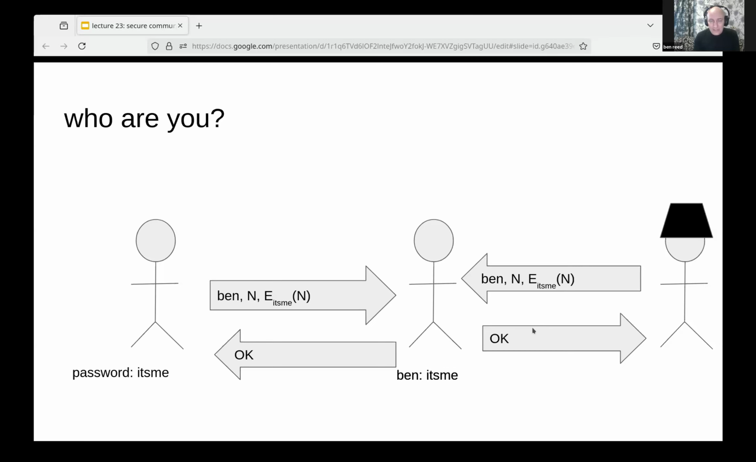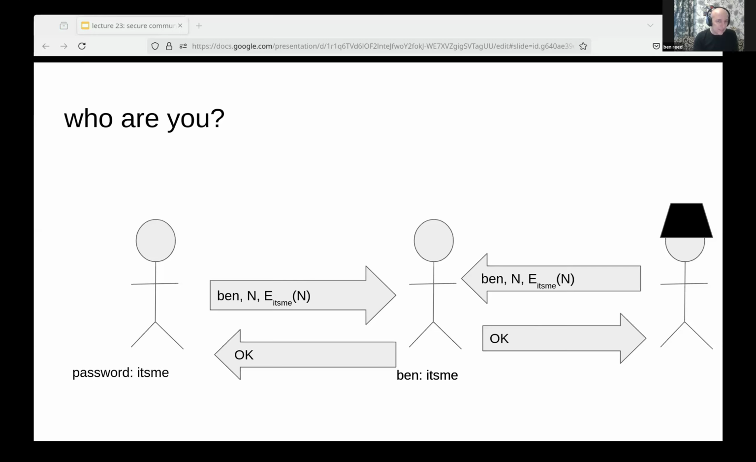Does everyone see that? Are there any questions about this so far? All good? Yeah, go ahead. Could you please once again clarify? Am I understanding this correctly that the person trying to authenticate Ben already has the secret key, right? Yes. So the person trying to authenticate Ben does have the secret key.